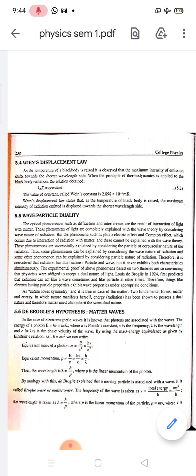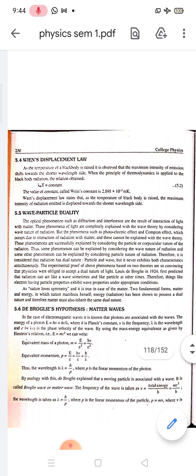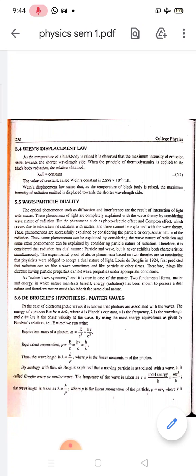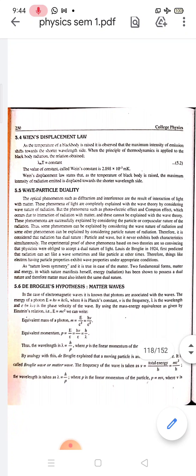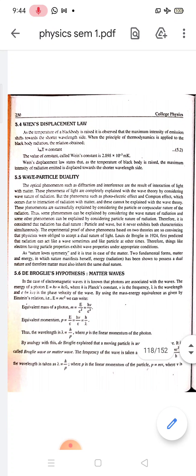Louis de Broglie in 1924 first predicted that radiation can act like a wave sometimes and like a particle at other times. Therefore, like an electron having particle properties, it exhibits wave properties under appropriate conditions. Nature loves symmetry, and it is true in the case of matter.